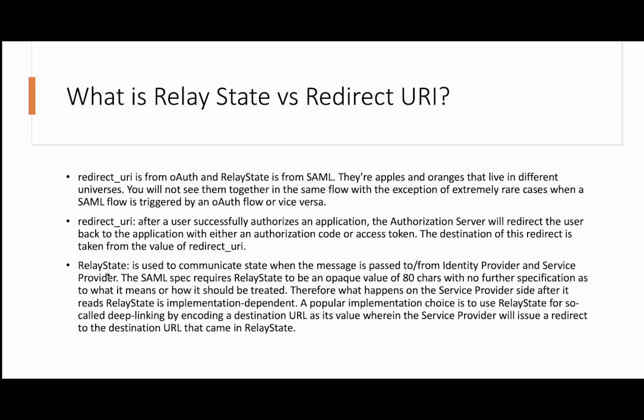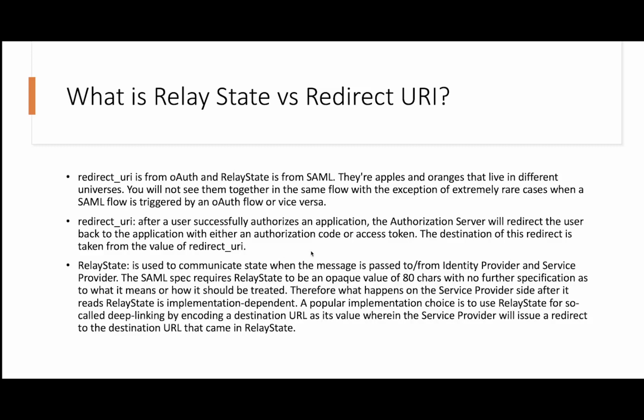But relay state is something different. It is used to communicate state when the message is passed between identity provider and service provider. The SAML spec requires relay state to be an opaque value of up to 80 characters with no further specification. Therefore, what happens on the service provider side after it reads relay state is implementation dependent. A popular implementation is to use relay state for so-called deep linking. Very important term, deep linking.